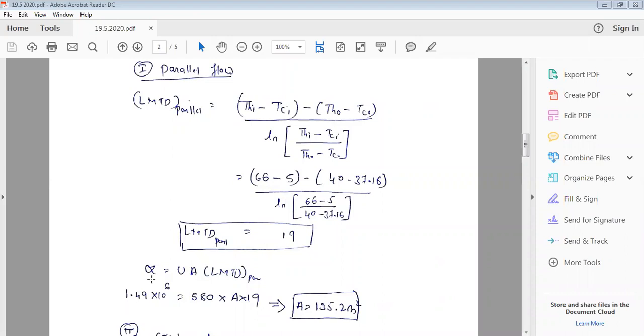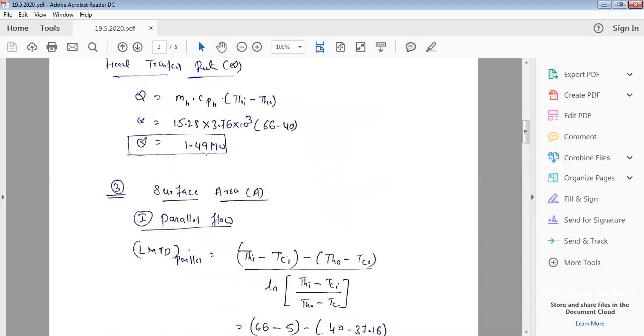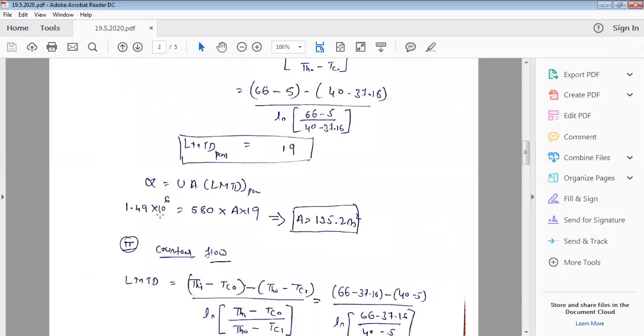Now if I write Q, Q is equal to U, the overall heat transfer coefficient, into area into LMTD, for parallel flow. Now already we calculated Q. How much did you calculate here? 1.49 megawatt. Correct. Now 1.49 megawatt, I will substitute over here, 1.49 into 10 raised to 6. Now U is 580, they have given already. Area, that is what we need to calculate, and LMTD is 19.